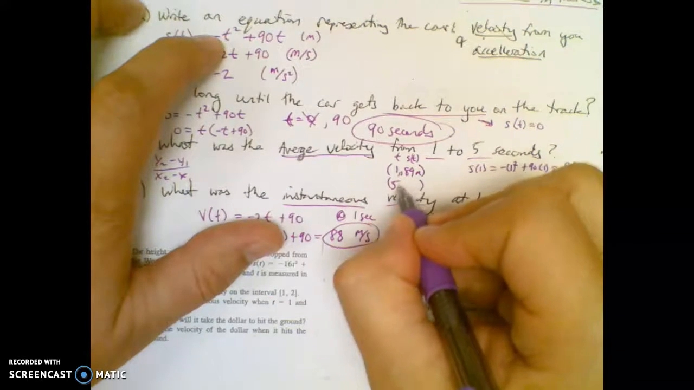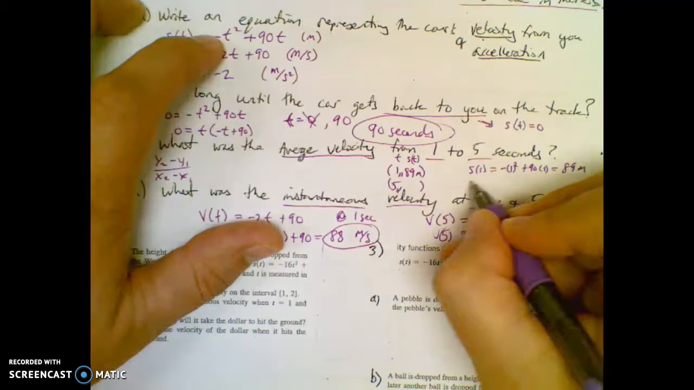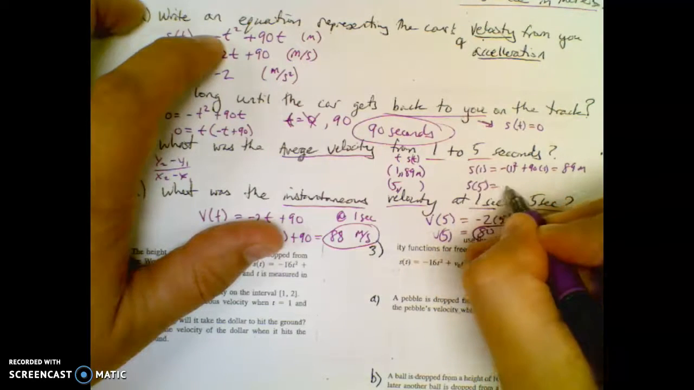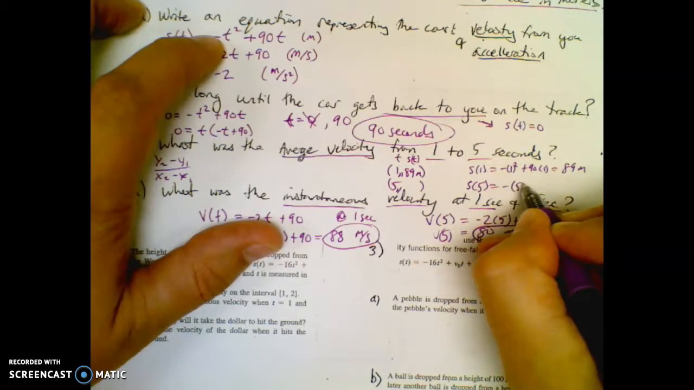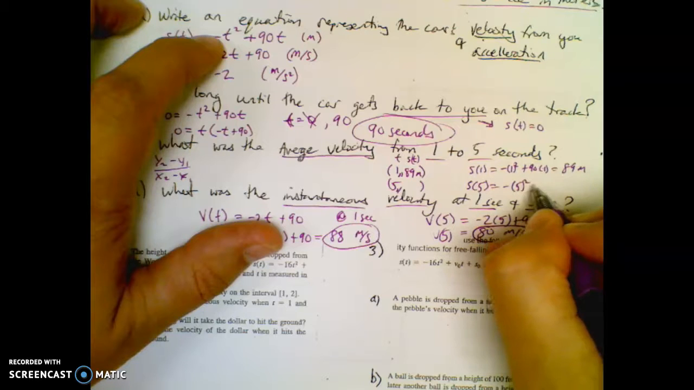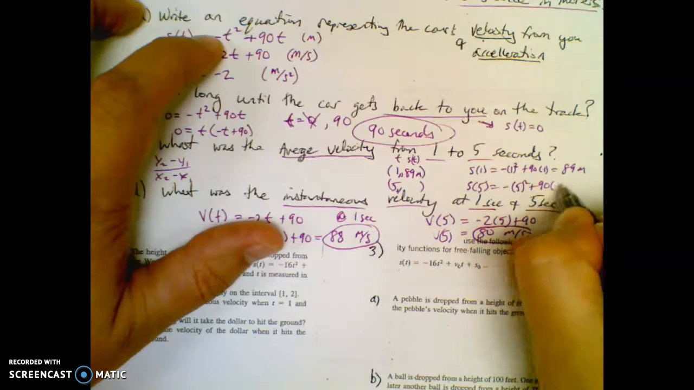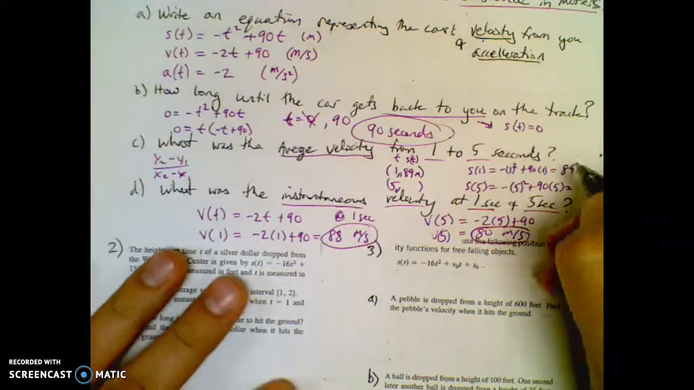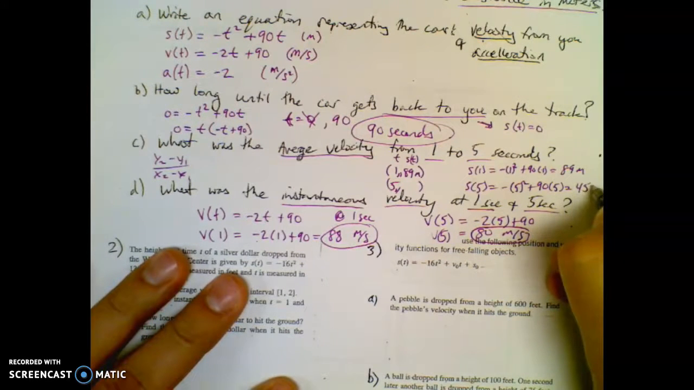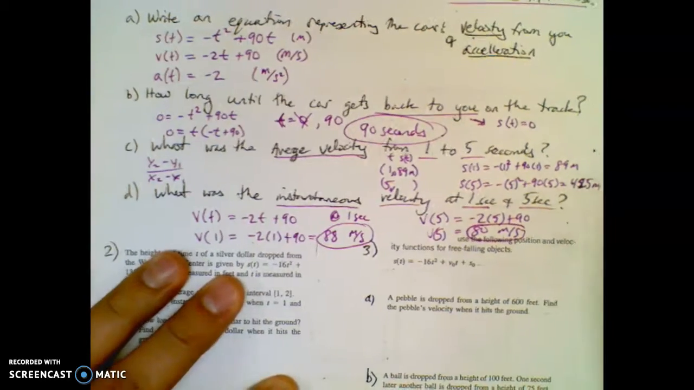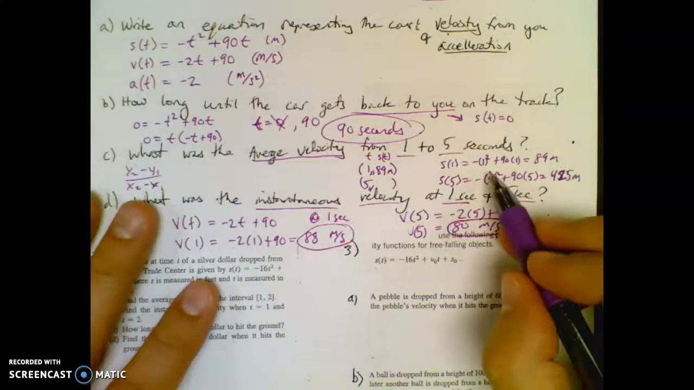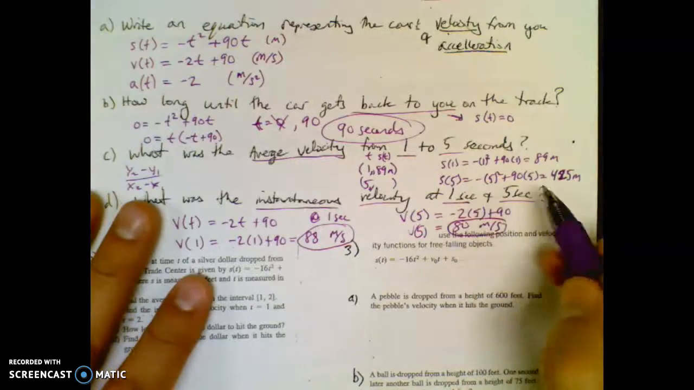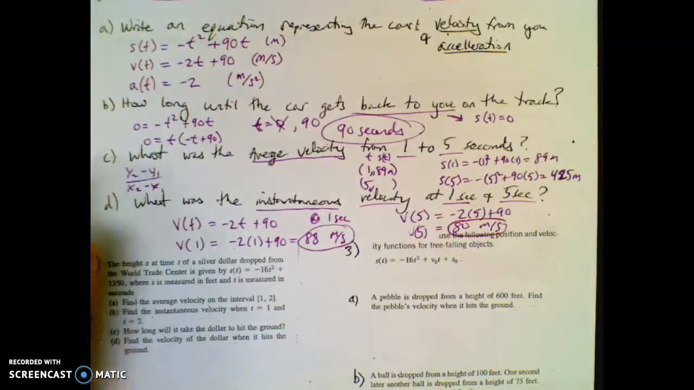And that's 1 second, 5 seconds. And then you do it again for an s of 5. This is going to be a much bigger number. You have 5 squared, so it's negative 25, and it's 90 times 5, which escalates pretty quickly. And this one, if you type in your calculator, you're going to get 425 meters. So after 1 second, it's 89 meters away. After 5 seconds, it's 425 meters away. So it's going away pretty fast.